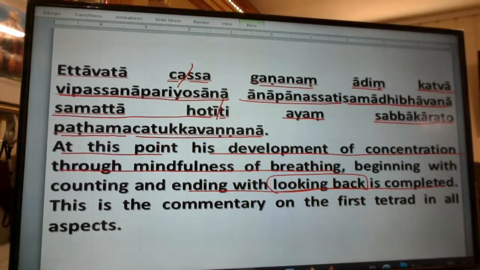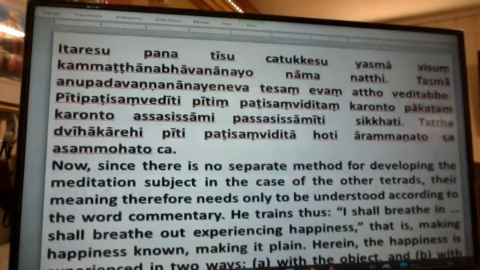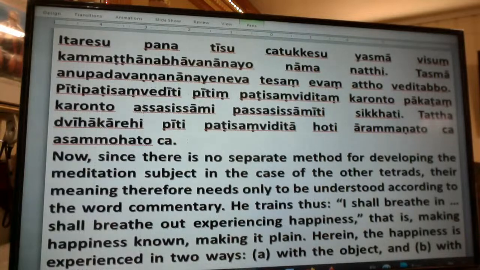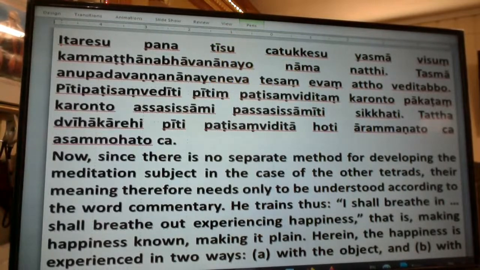Then we go to the next one. The second group of four is here: Itare, supana.